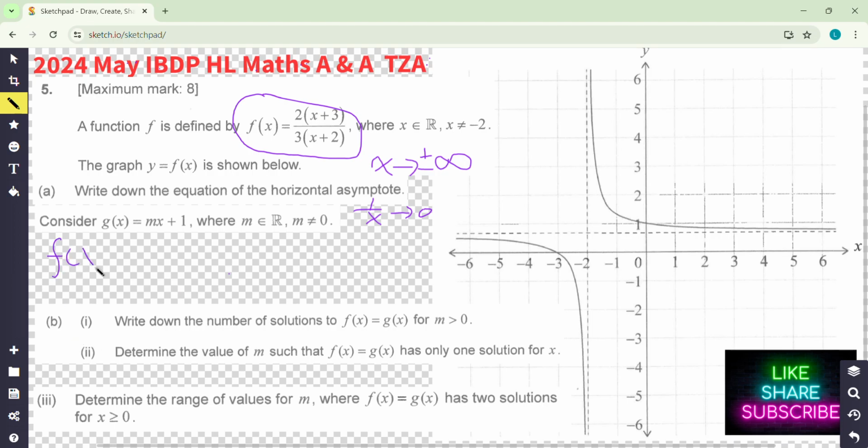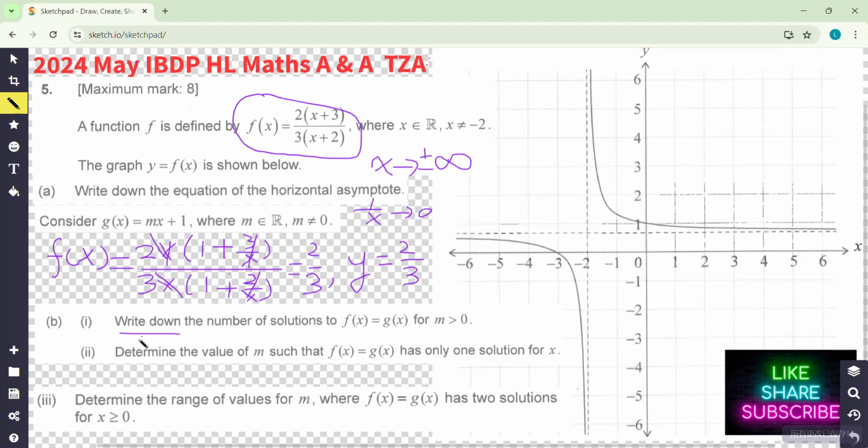Okay, change the function to take out the x, so it becomes 2x, 1 plus 3 over x, over 3x, 1 plus 2 over x. And then the x cancels out, and this 3 over x becomes 0 as x tends to infinity, so it becomes 2 times 1, 3 times 1, so it becomes 2 over 3. So the horizontal asymptote will be y equals 2 over 3. So that's the result of A.